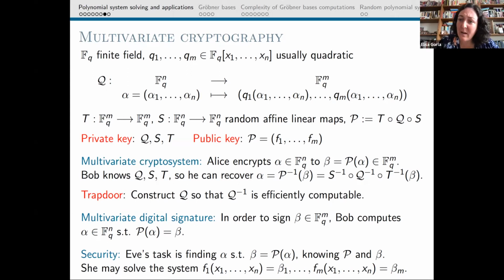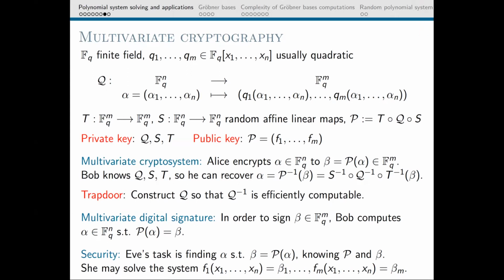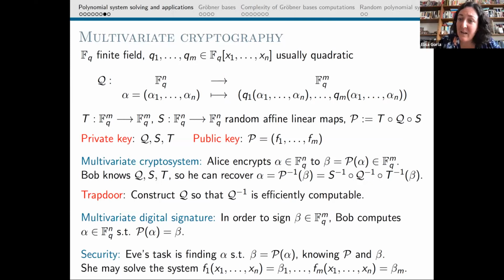I'm sorry, I couldn't hear you very well. I said, can the private key and the public key be identical? Identical? He said identical: can the public key and private key be identical?